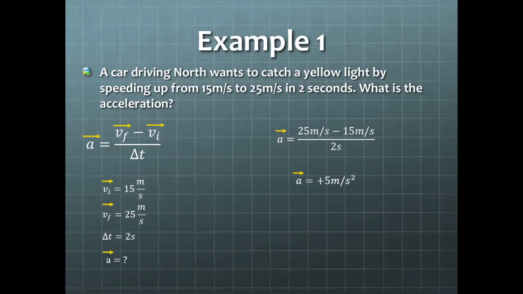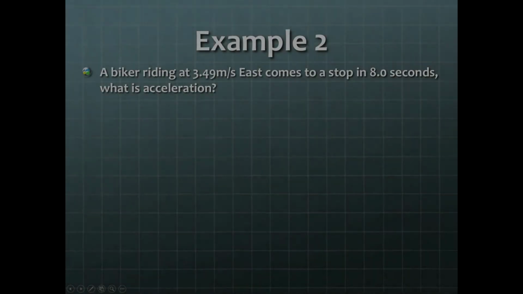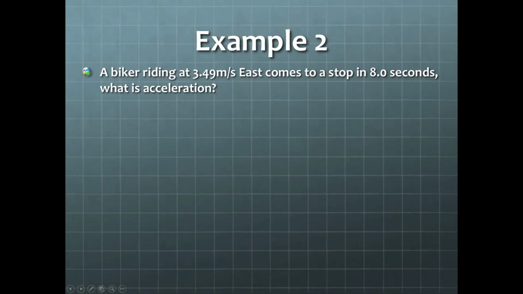Something else should be noted here. Since the velocity and acceleration have the same sign, this also means the object is speeding up. Let's try a second example. A biker riding at 3.49 meters per second east comes to a stop in 8.0 seconds. What is the acceleration?